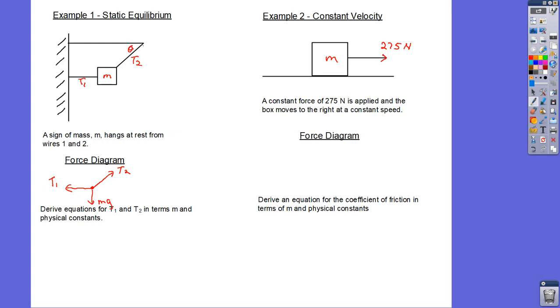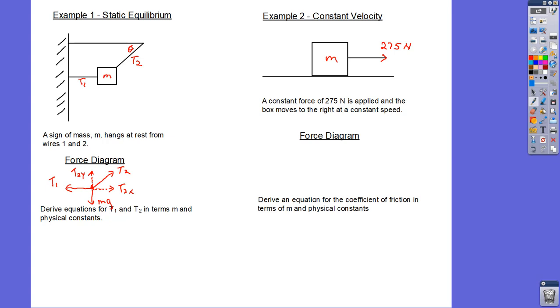Okay, and so now one of our strategies is, once you draw the force diagram, if you have any force that is not along an axis, we need to think of components. So T2 has an x component, we'll call that T2x, and a y component, T2y. Okay. All right.